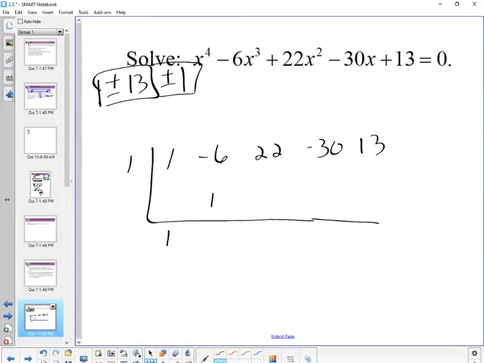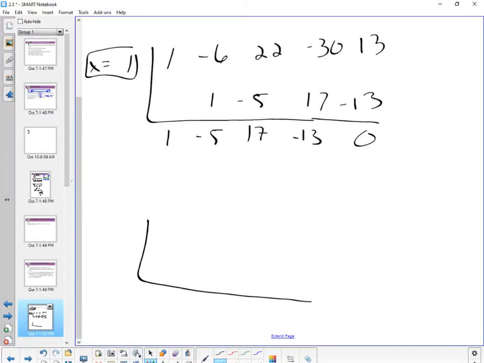1. What is that? Negative 5. 17. Negative 13. 0. So, x equals 1. Let's do it again. We've got 1, negative 5, 17, negative 13.